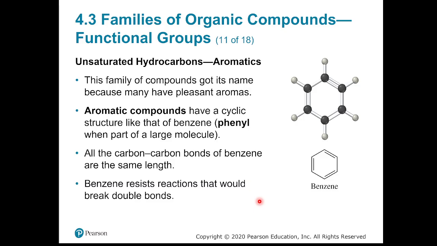Okay. Aromatics are going to be like this. Benzene is the classical example of an aromatic structure. It's a cyclic structure. When it's part of a larger molecule, you'll call that phenyl as the substituent. Okay. So if you attach this benzene to something, if you had a carbon chain right where my red dot is, that would be a phenyl.